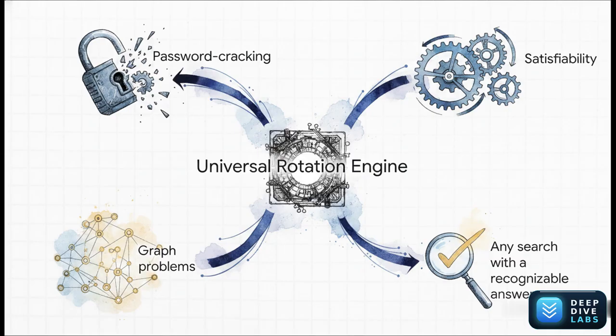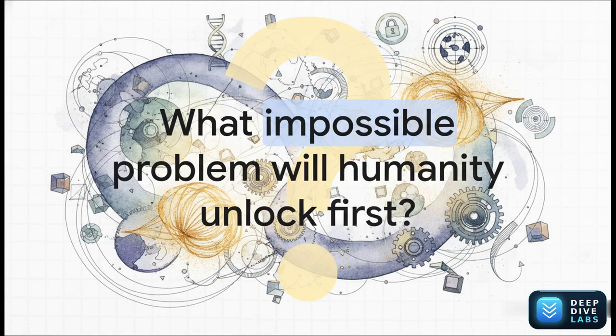And what makes this so incredibly powerful is that the oracle is just a swappable black box. You only ever change the verifier inside. This exact same mathematical machinery, this universal rotation engine, can solve password cracking, complex satisfiability issues, intricate graph problems, or literally any search where you can recognize the correct answer when you see it. It completely redefines the limits of brute force.